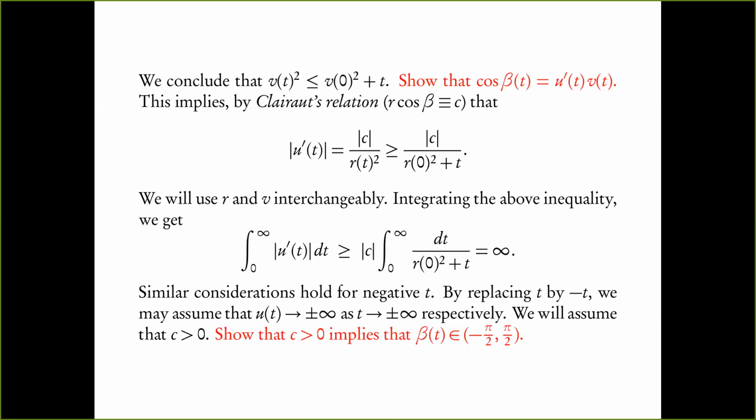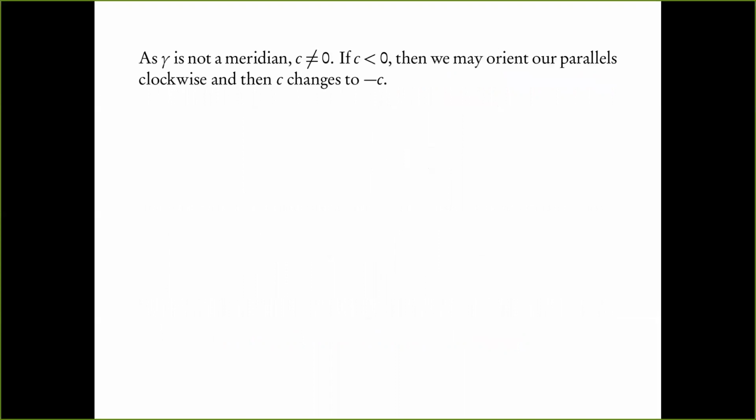Yes, thank you, sir. Okay. So as I said, it's not a meridian. If c is less than 0, you can orient our parallels clockwise, so you just change the orientation of all the parallels, and c changes to minus c, because you're simply going to switch from beta to pi minus beta or something. So the cosine changes sign. It's not a big deal. We assume c is bigger than 0. So now let's come to the main claim that r of t goes to infinity at both ends.